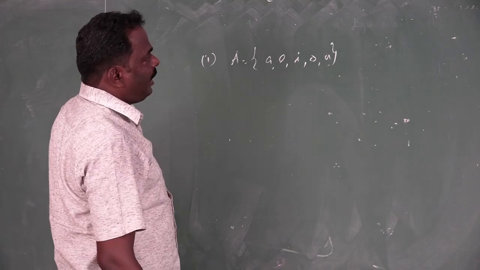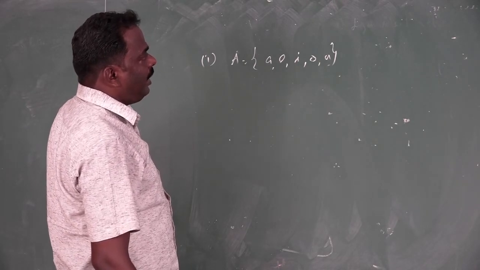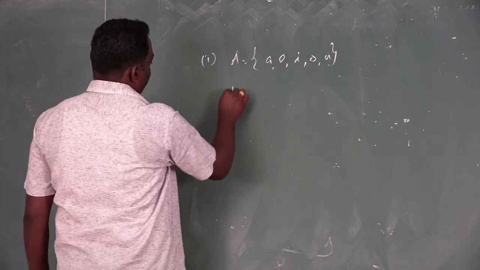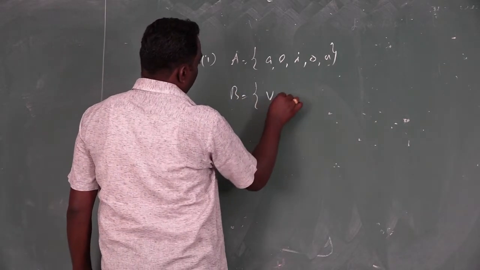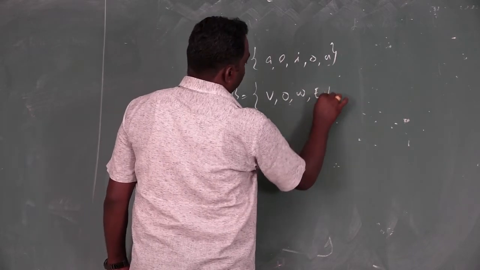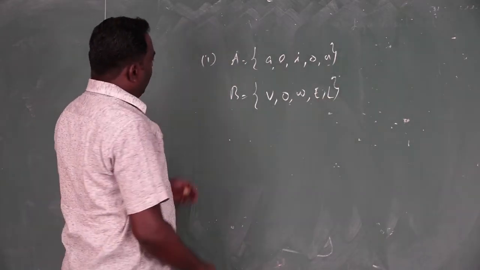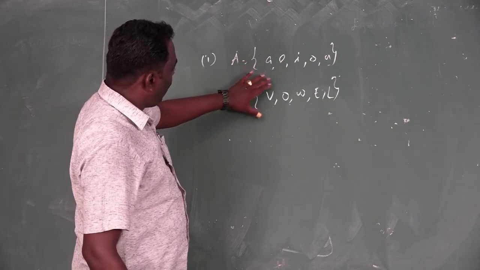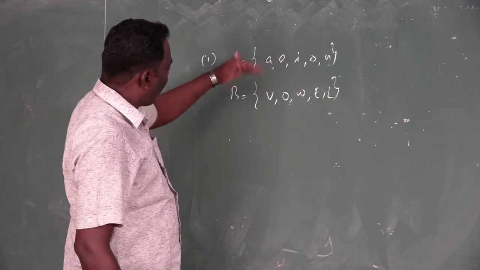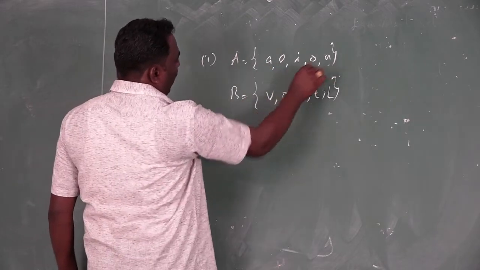Now comparing with set B. The set B contains all the letters of the word "vowels". Therefore, set B contains the elements V, O, W, E, L. So A and B are attained: the number of elements is the same, but element-wise both are different. But number-wise both are the same.